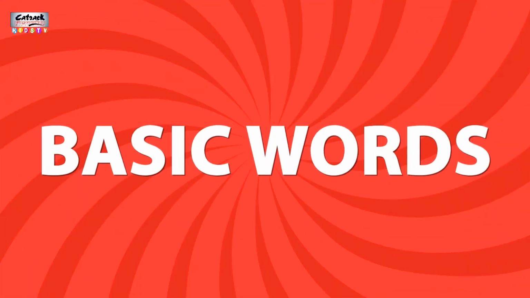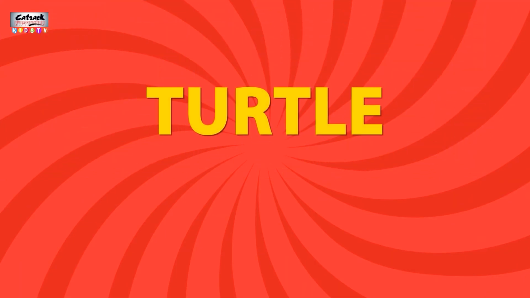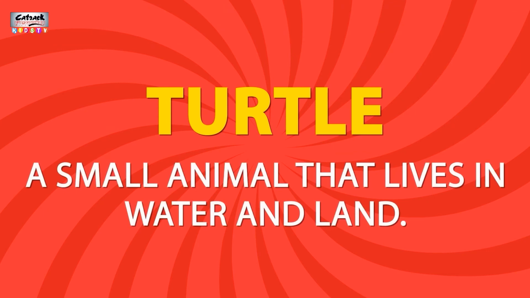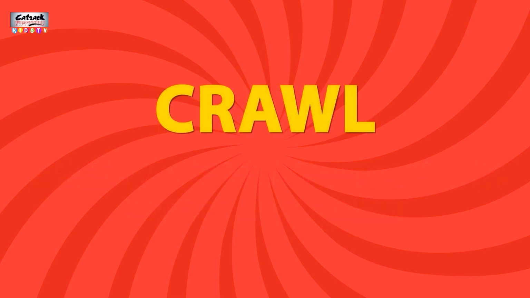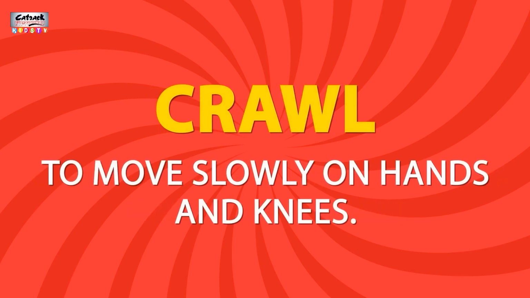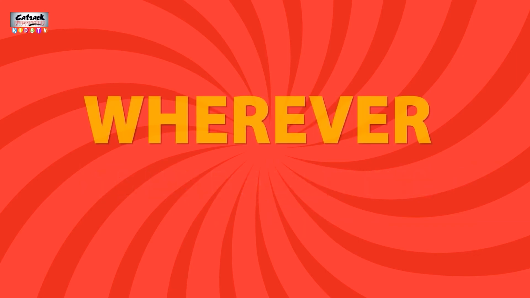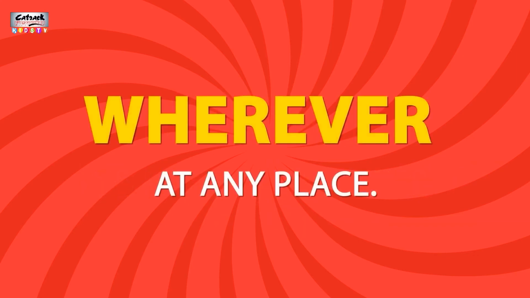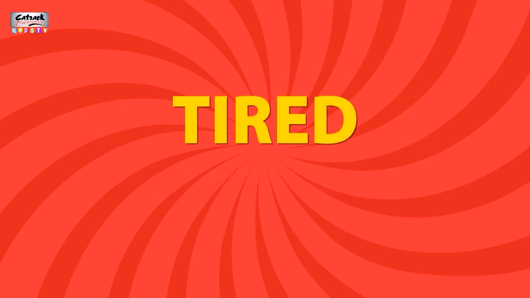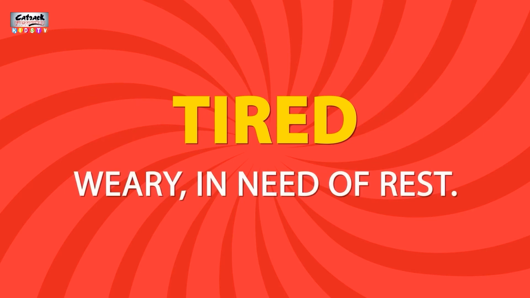Let's know basic words and their meanings from this poem. Turtle: a small animal that lives in water and land. Crawl: to move slowly on hands and knees. Carry: to hold something. Wherever: at any place. Tired: weary, in need of rest.